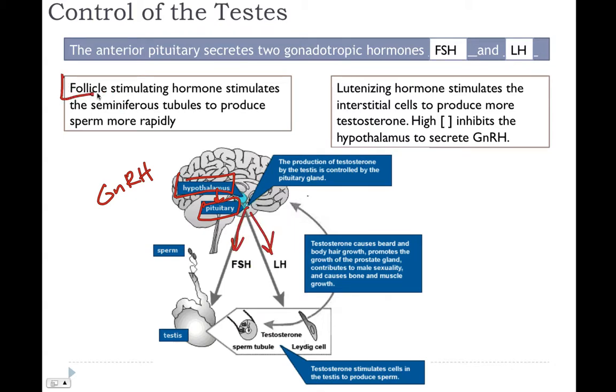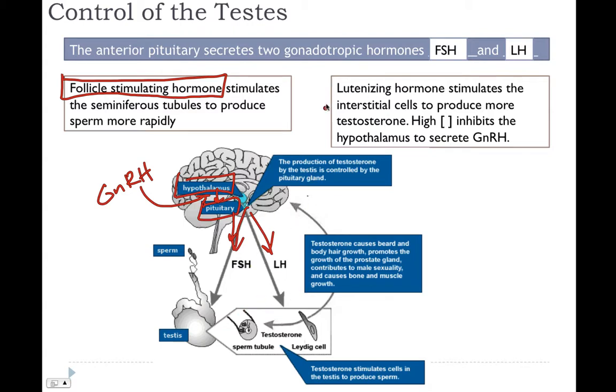FSH is called follicle stimulating hormone. Females have this too, but it does something different. What it does is stimulate the seminiferous tubules in the testes to produce sperm more rapidly. So if the hypothalamus decides more sperm are needed, it sends the GnRH to the pituitary. The pituitary then sends off FSH to the cells inside of the seminiferous tubules.